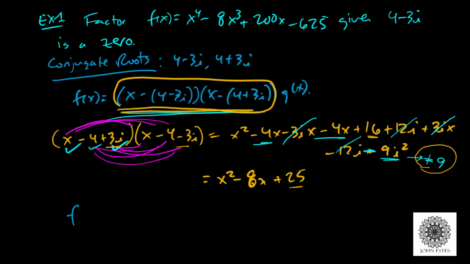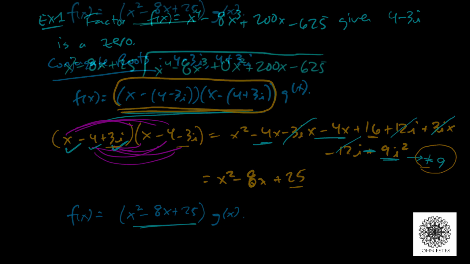So what we have so far is that f of x is this x squared minus 8x plus 25 times something. And we don't know what that thing is. How can I figure out what that is? Well, we could use division. And we're going to use polynomial division, but since I'm dividing by a quadratic term, I can't use synthetic division. We're going to have to go back to long division.